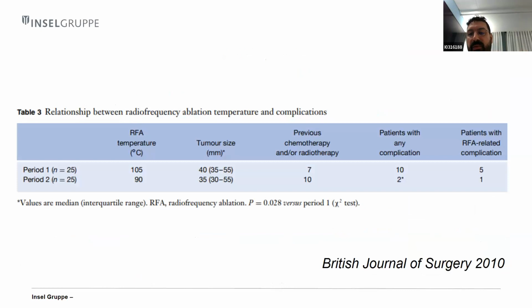One of the largest and earliest prospective studies of ultrasound-guided RFA during laparotomy for locally advanced pancreatic adenocarcinoma was a surgical safety and feasibility study, including 50 patients. Their ultrasound-guided RFA during laparoscopic surgery was found to have a favorable safety profile, which further improved with reduction of RFA temperature from 105 degrees Celsius to 90 degrees Celsius. And this corresponded to a reduction in the complication rate from 25% to 4% respectively.